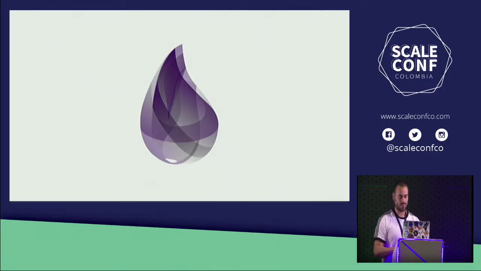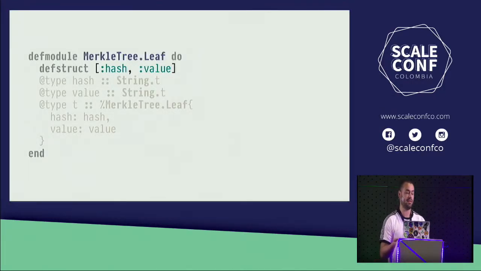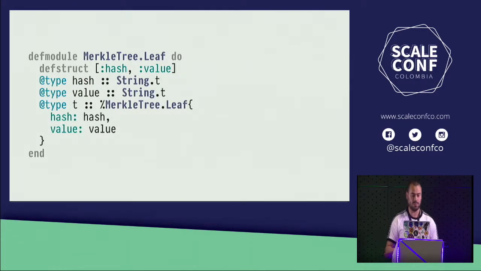So we know the building blocks of a Merkle tree, and the first one is a leaf. A leaf should contain the hash value and should point to a given data block. So we can create this in Elixir by defining a new module Leaf and a struct that contains two properties, a hash and a value, the data block value. And both of them, for this purpose, will be strings.